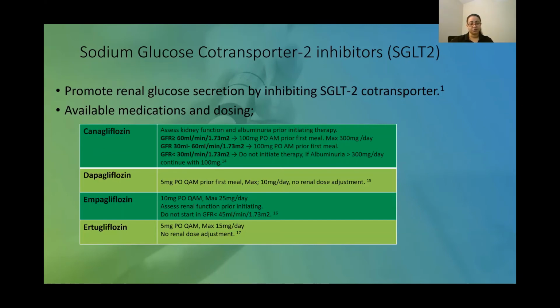We should assess the renal function prior to initiating. We should not start empagliflozin if the patient has a GFR of less than 45 ml per minute. The last medication in this class is ertugliflozin, taken as 5 milligrams in the morning to a maximum of 15 milligrams per day. No renal dose adjustment is required.